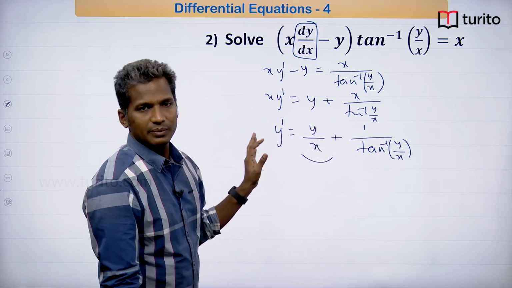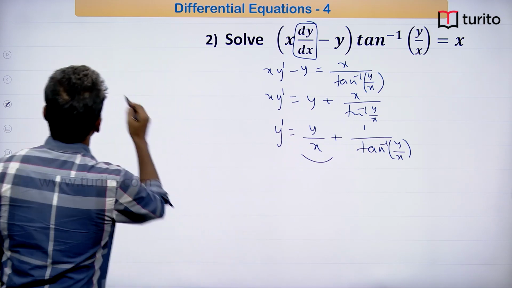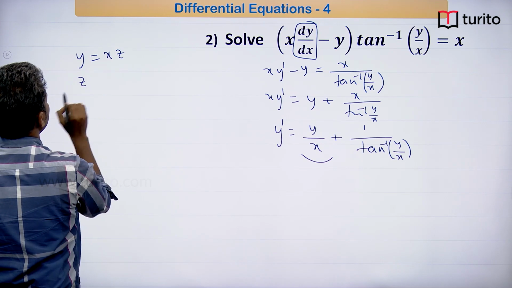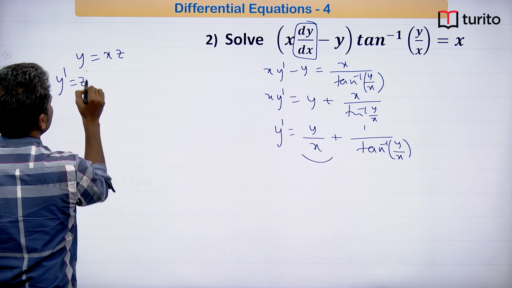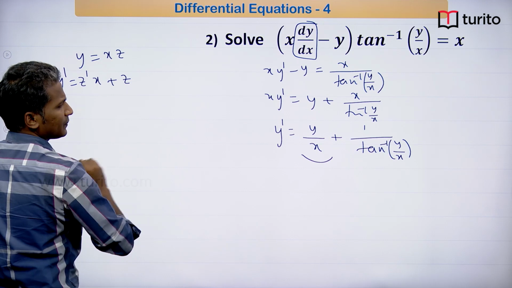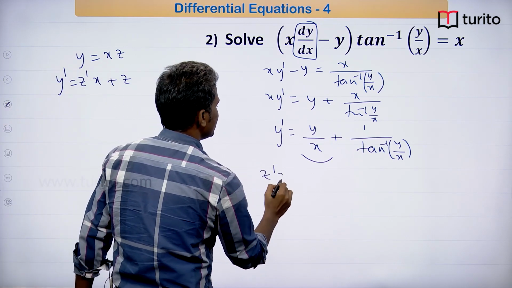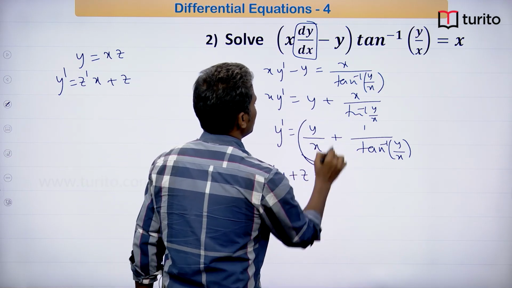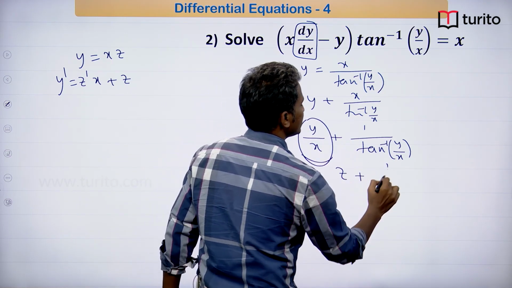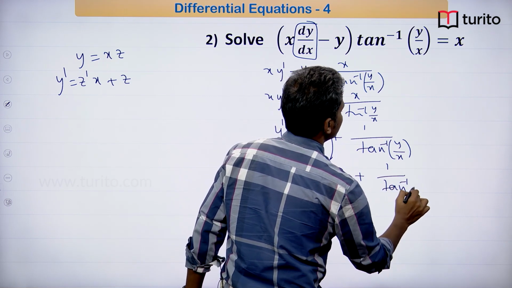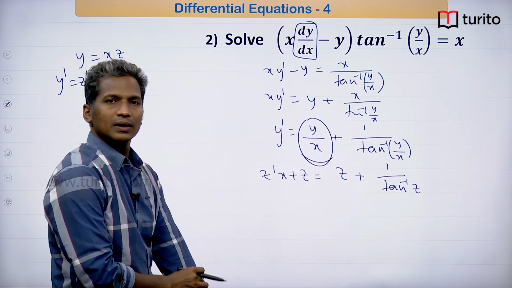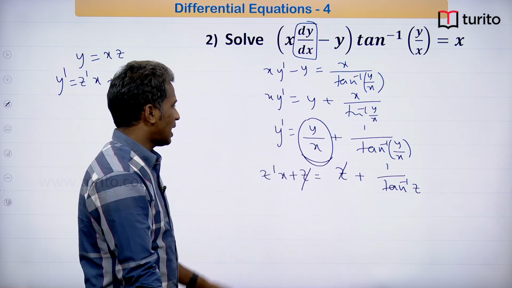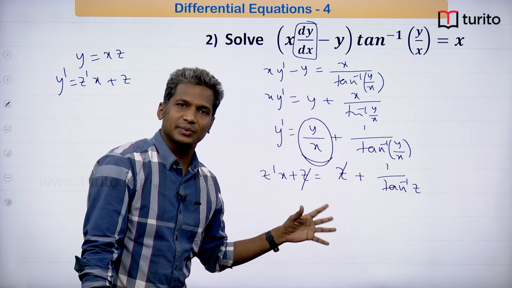So now what is the method? Method is simple. We take y equal to xz, which gives us y dash as z dash into x plus z, right? So it becomes z dash into x plus z, and what is RHS? This part will become z and this will become 1 by tan inverse of z. Okay. Now luckily this z got cancelled, and then we can separate this using variable separable and solve it.